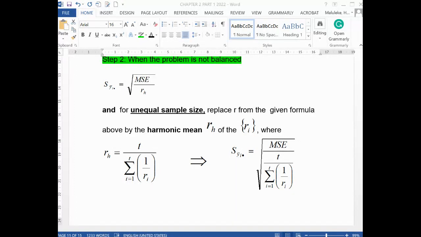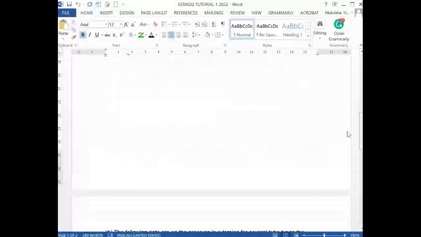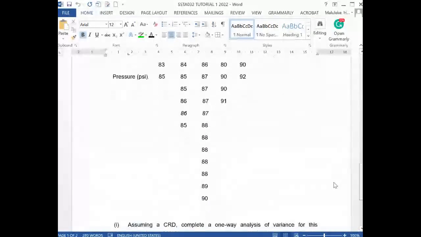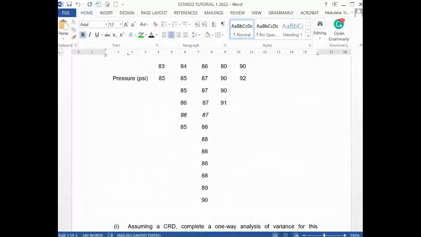They said I must project the question where the problem is not balanced. So I'm going to close this for now and open the tutorials. I'm not sure if this tutorial is what we have. Tutorial 1. Is this the tutorial, guys, that we're talking about, the one which is not balanced? Yes, sir, this one is not balanced.